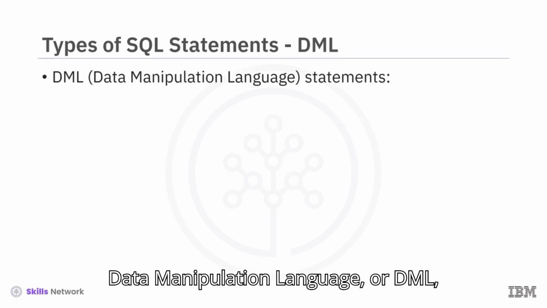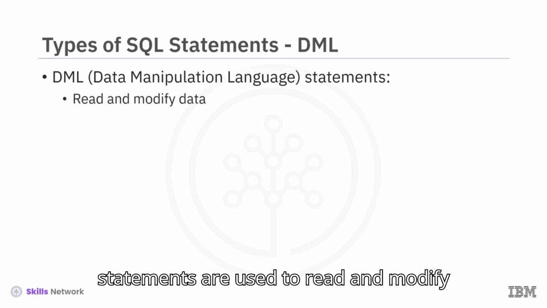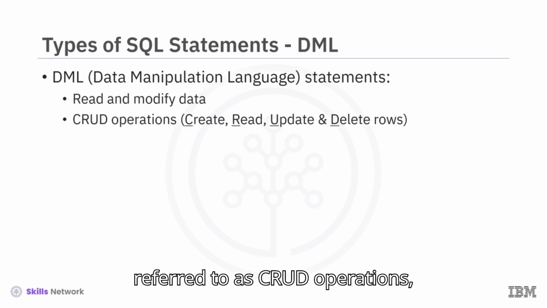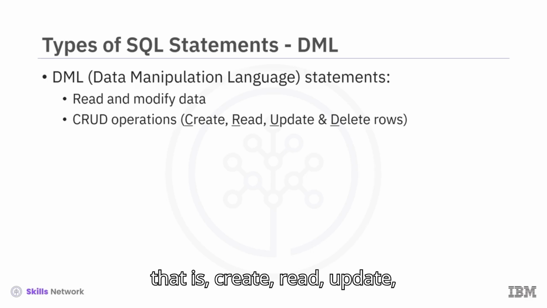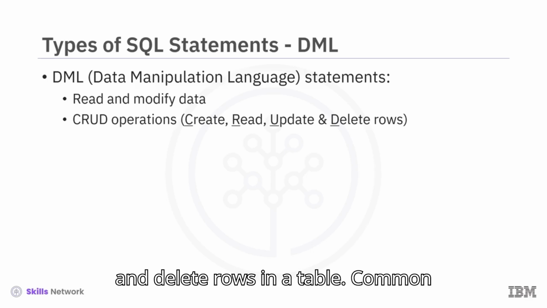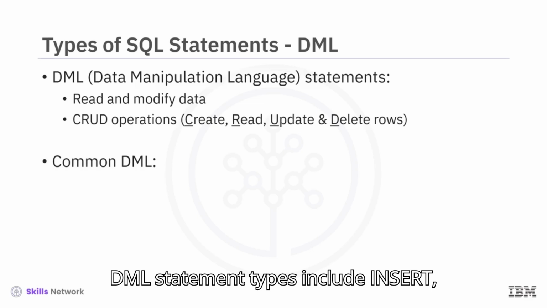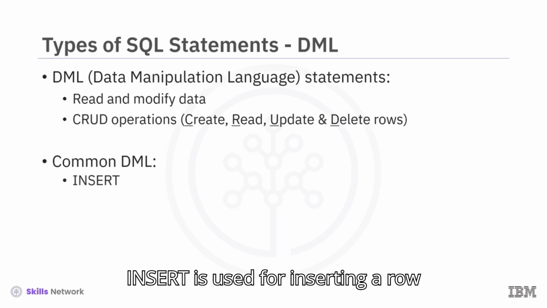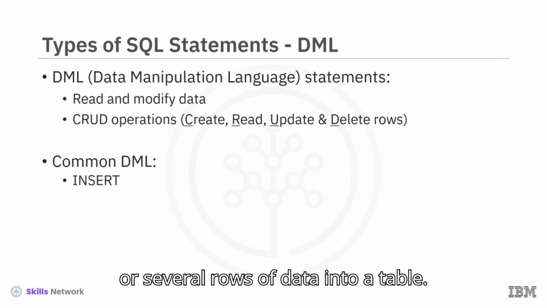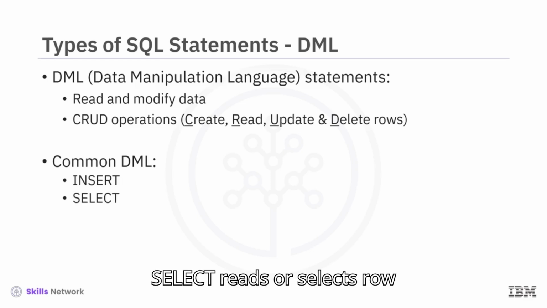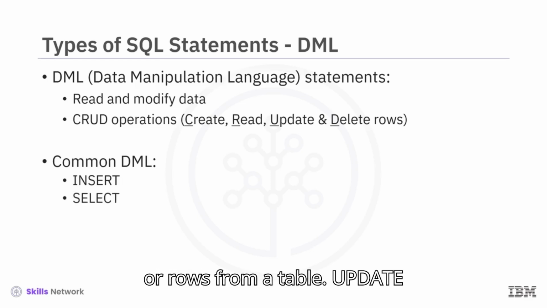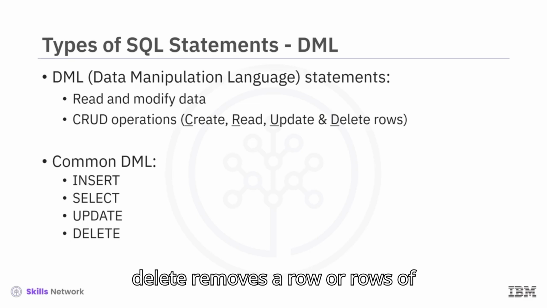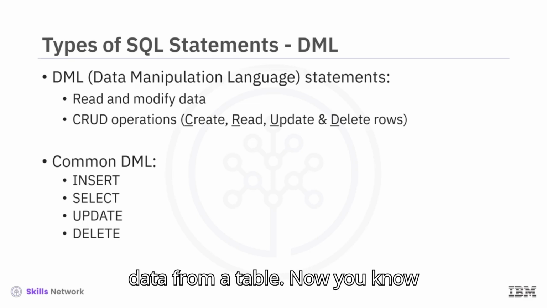Data manipulation language, or DML statements, are used to read and modify data in tables. These are also sometimes referred to as CRUD operations, that is, create, read, update, and delete rows in a table. Common DML statement types include insert, select, update, and delete. Insert is used for inserting a row or several rows of data into a table. Select reads or selects a row or rows from a table. Update edits a row or rows in a table, and delete removes a row or rows of data from a table.